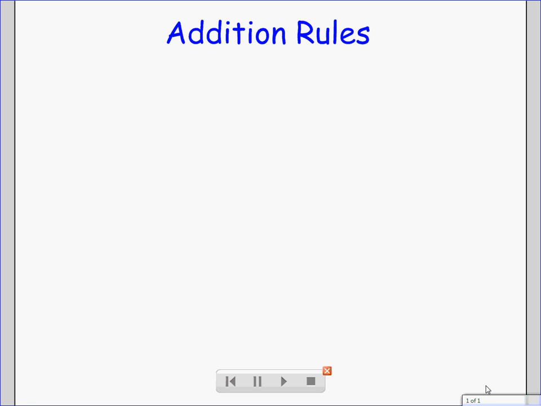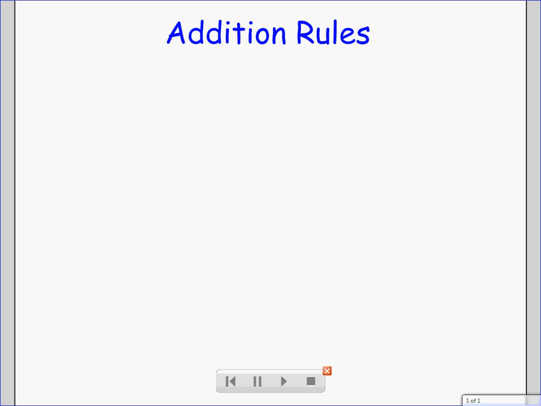Today we're going to talk about addition rules. The reason I call them rules is because logically they always occur in the same manner, and no matter how you try, you cannot break these rules. So let's get started.